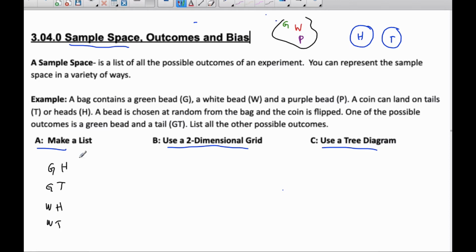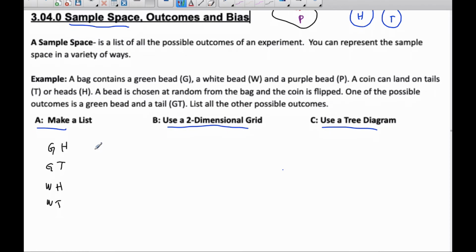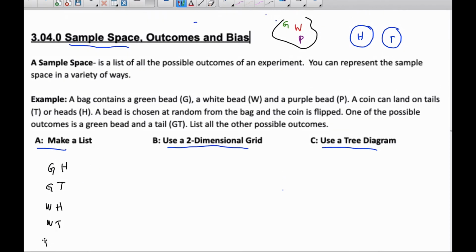And so making a list is basically systematically going through one by one and considering all the possibilities. I could have a purple and a head and a purple and a tail. And so that is every single situation that is possible, and it is what we call just making a list. It helps to do it in an organized fashion.